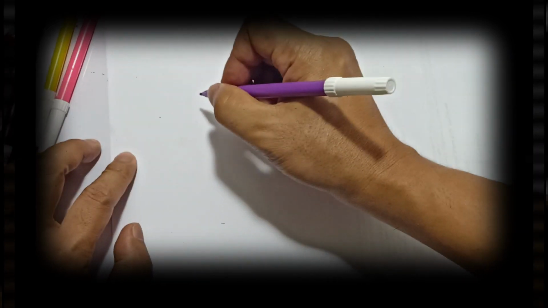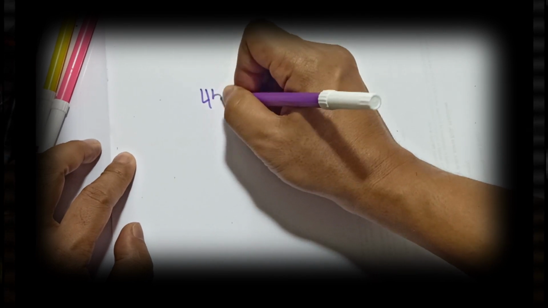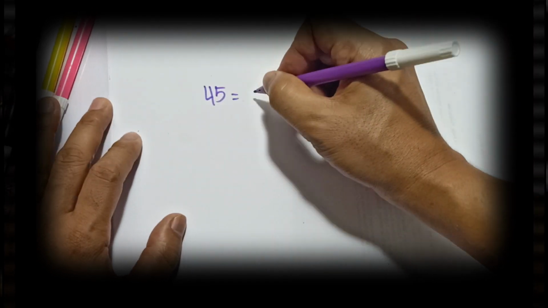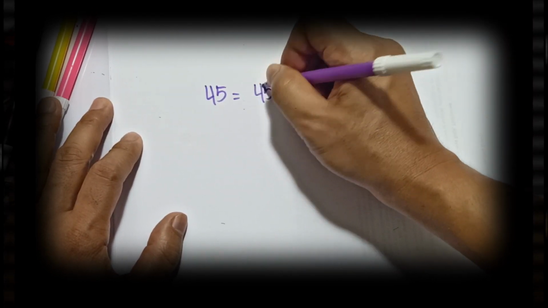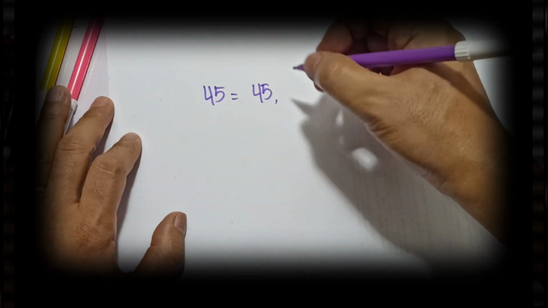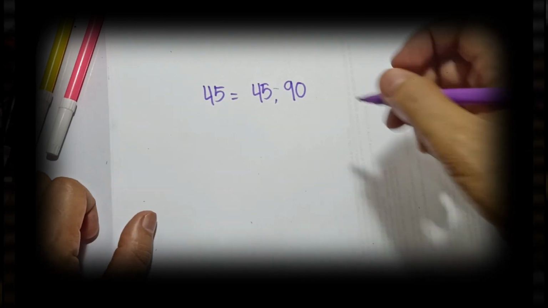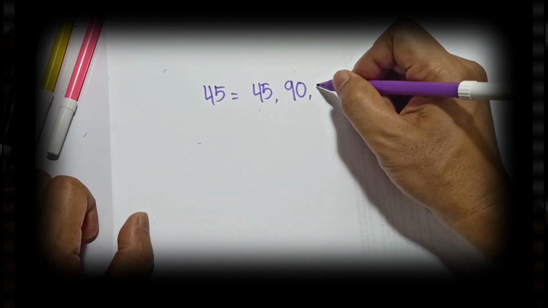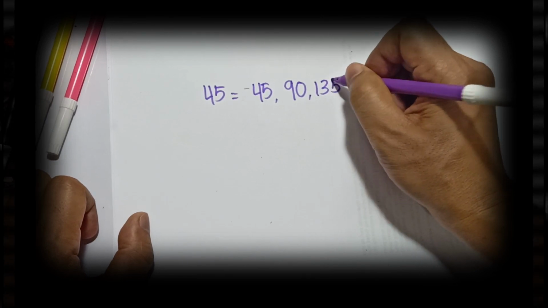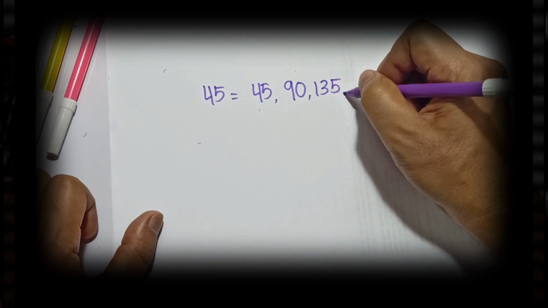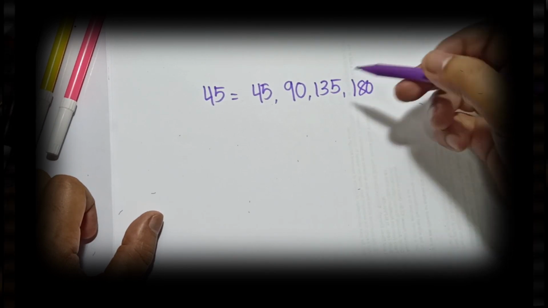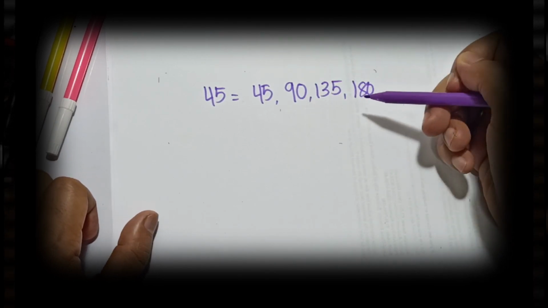So let's say we have 45. If you're going to find the multiples of 45, let's start with 45. What else? 45. So 90. What is the next number after 90? So it's 135. What else? So it's 180.